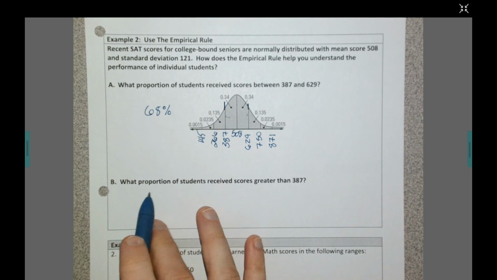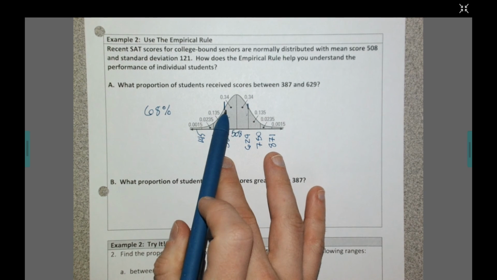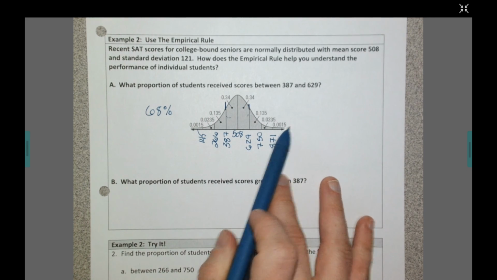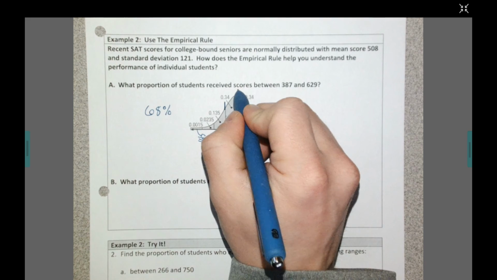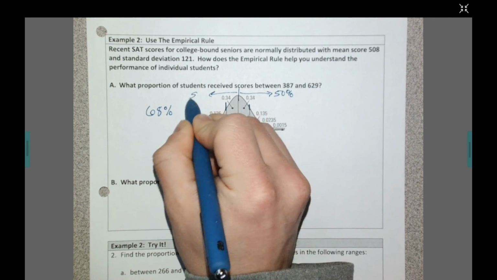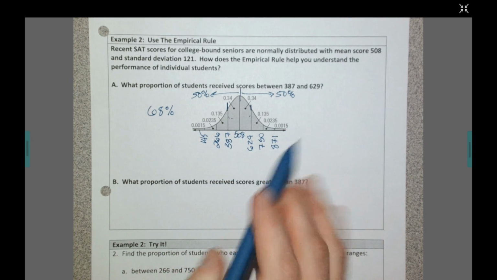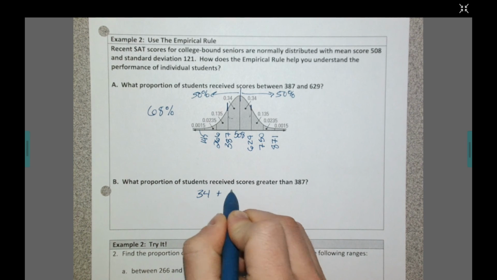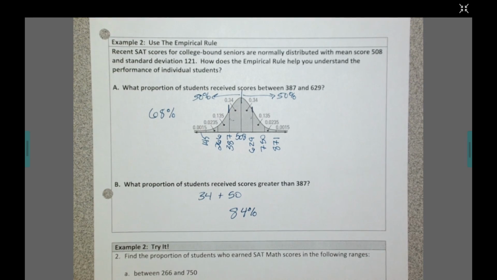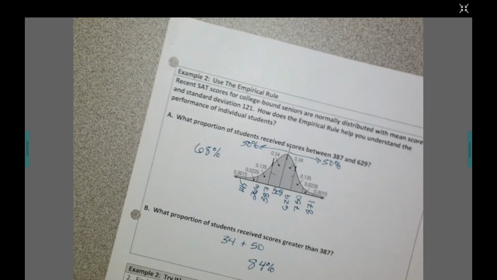For B, they want the proportion of students that receive scores greater than 387. So I go to 387, then I add up every region to the right. Now, the easier way to do this would be to realize that half of my data, 50%, is to the right, and 50% is to the left. So if I have this region right here plus the whole right, it's going to be 34 plus 50. It gets me to 84%. So that'd be a little cheat right there. And that is it for section 11.4.